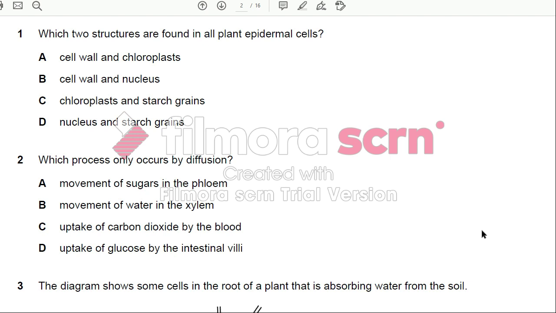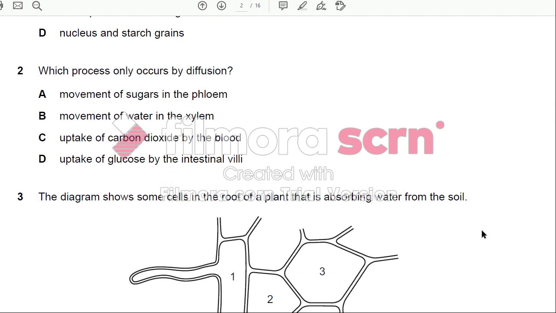When moved to option C, chloroplast and starch grains, again chloroplast is here. D, nucleus and starch grains. Starch grains are not present again. So the best option is option B, cell wall and nucleus. Now we move to question number 2.